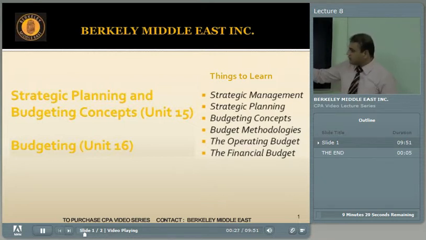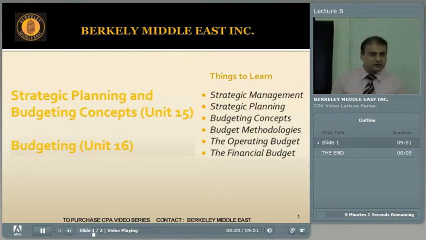Then what are the budget methodologies, how we prepare the budgets, and then two broad classification in terms of operating budgets, which will include all your operations like AP, AR, account receivable, account payable, IC inventory control, and it is going to tell you how to prepare a sales budget, purchase budget, inventory control budgets, and these things. And then we have a financial budget.